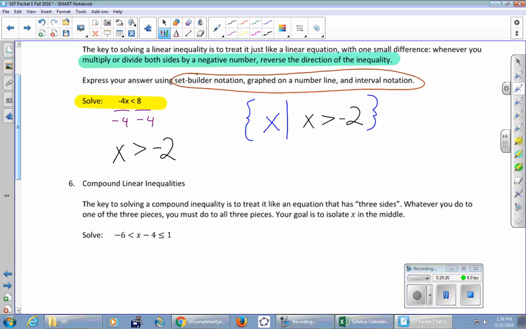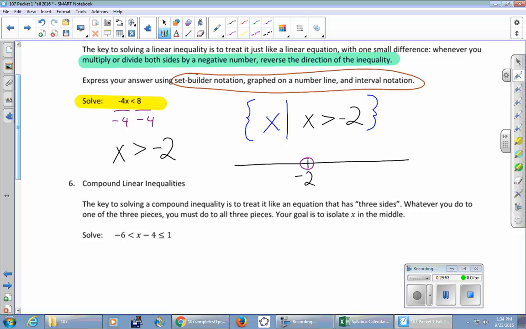Okay, that's set builder notation. Graph on a line, let's try that. Here's our line. We'll put negative 2 right there. You don't need to put any other numbers, really. Is negative 2 included or not? It is not included because this is strictly greater than negative 2 as opposed to greater than or equal to negative 2. So for me, I like the hollow circle as opposed to a filled-in circle.